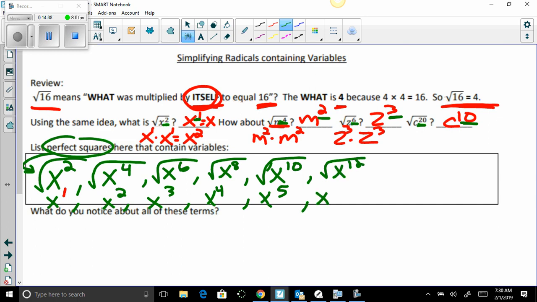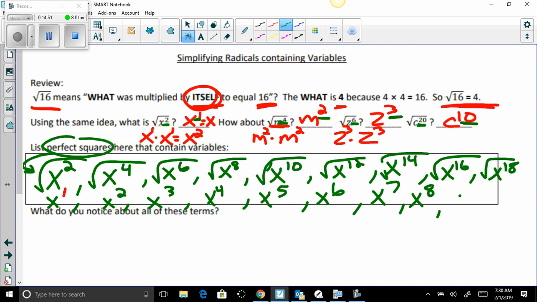x12 would be x6. The square root of x to the 14th would be x7. The square root of x to the 16th would be x8. The square root of x to the 18th would be x9. You get the hint here. So the top row is all my perfect squares with variables.